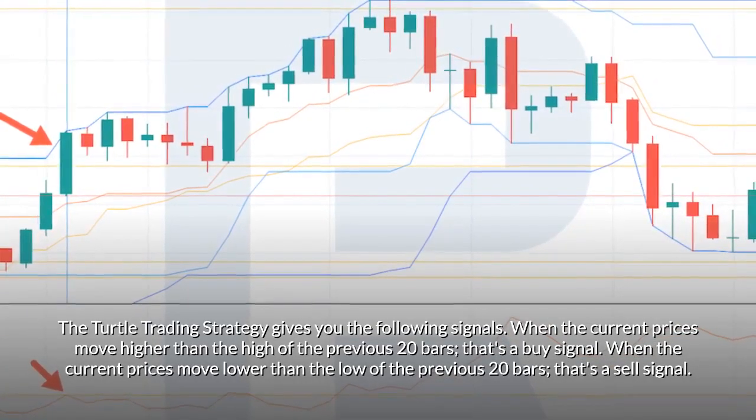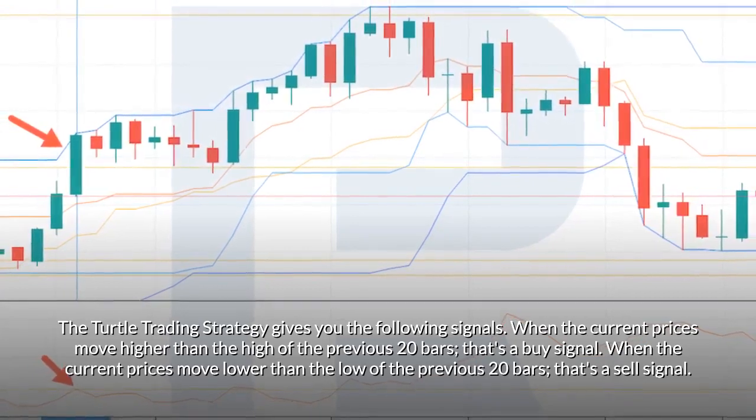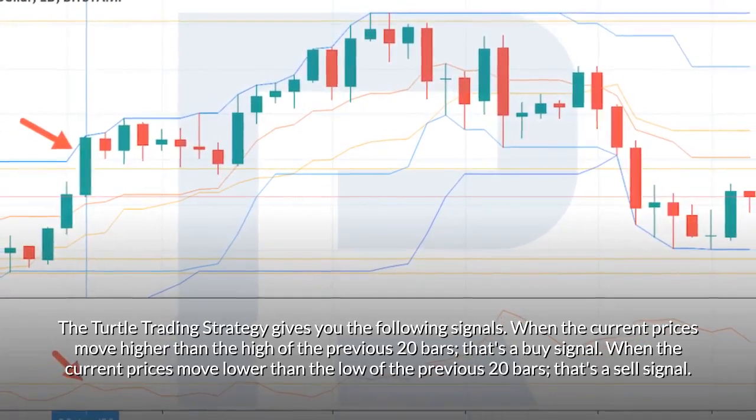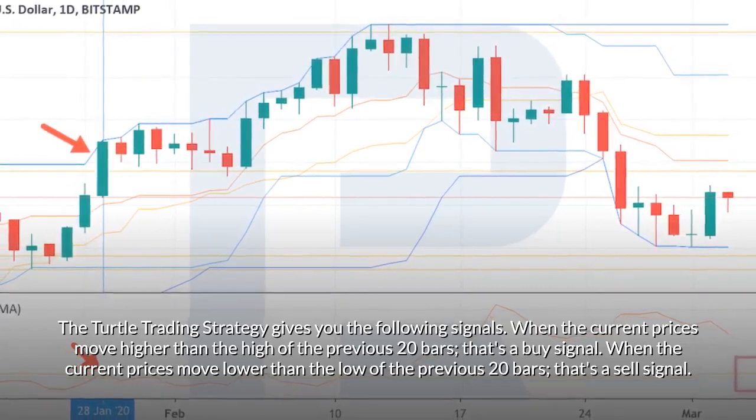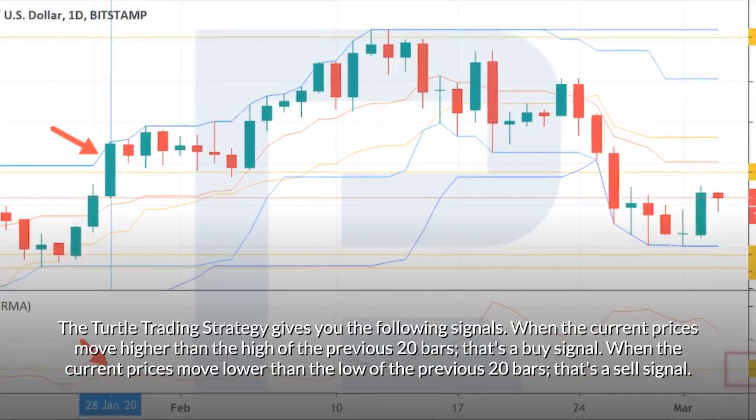When the current prices move higher than the high of the previous 20 bars, that's a buy signal. When the current prices move lower than the low of the previous 20 bars, that's a sell signal.